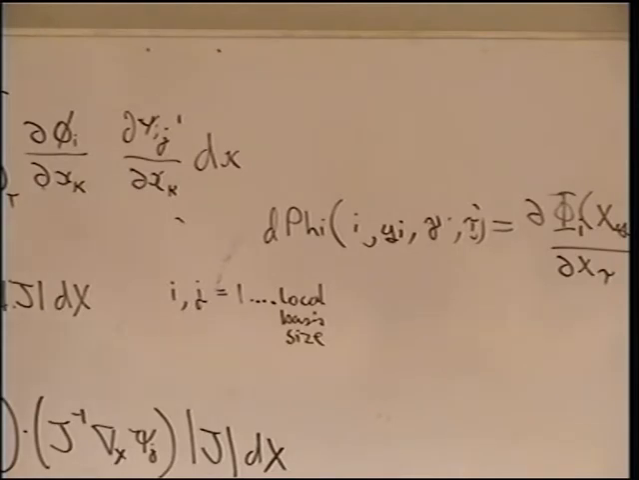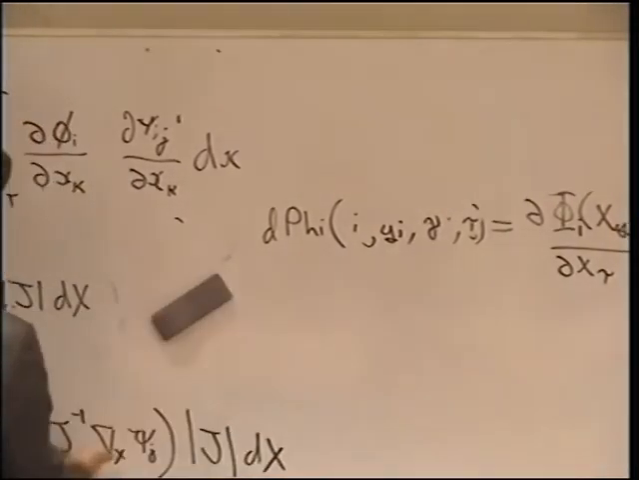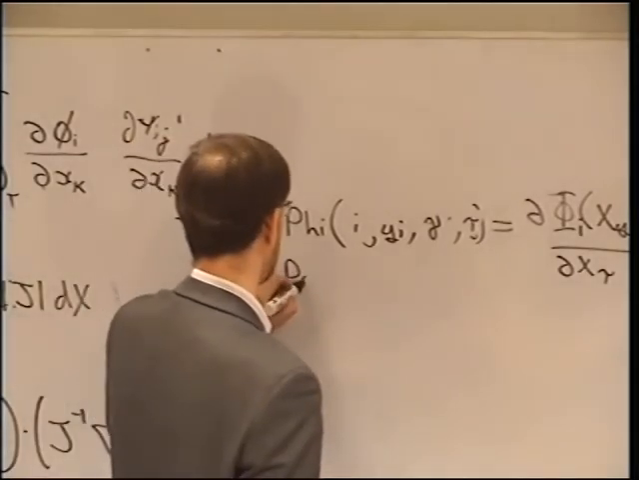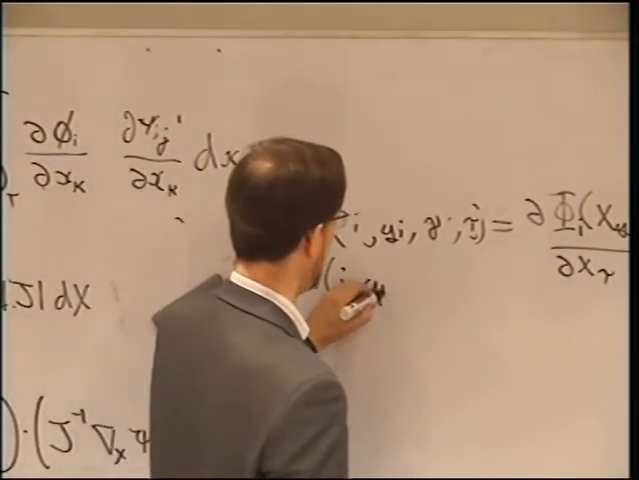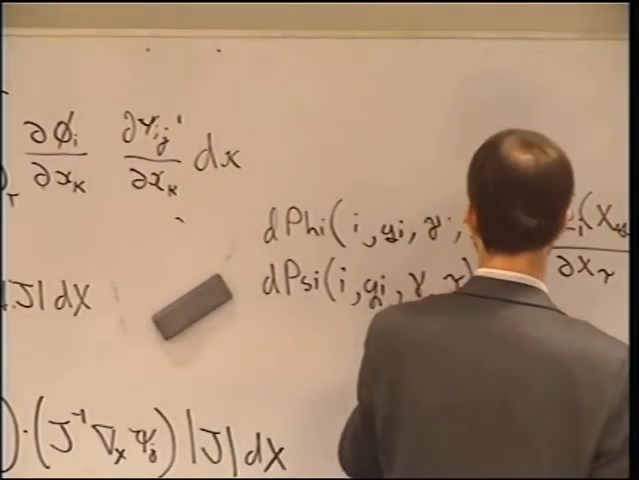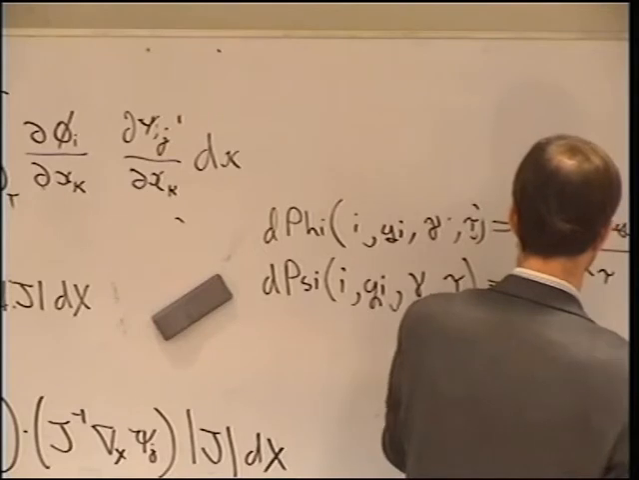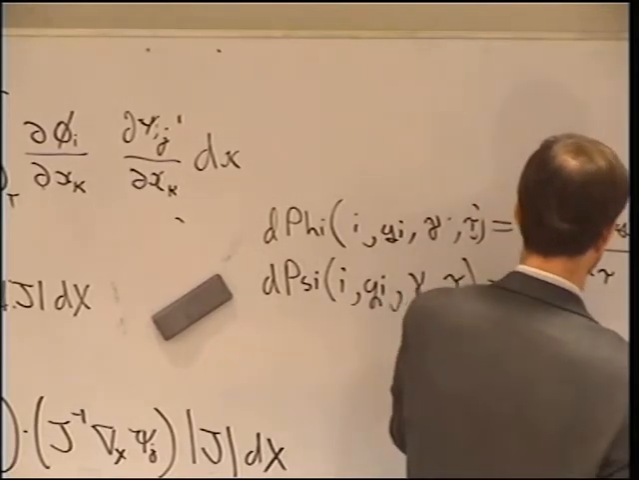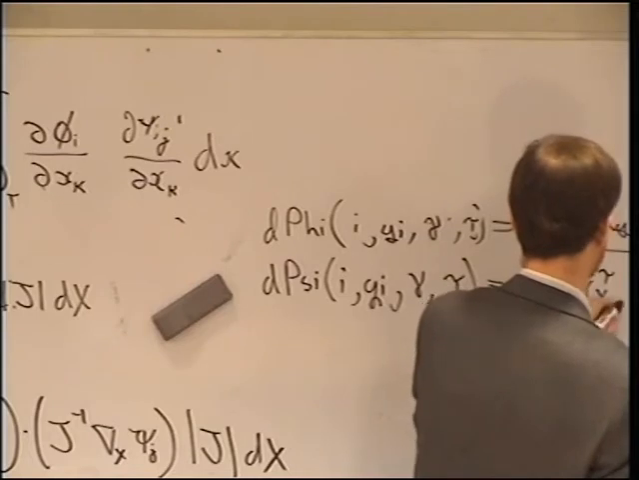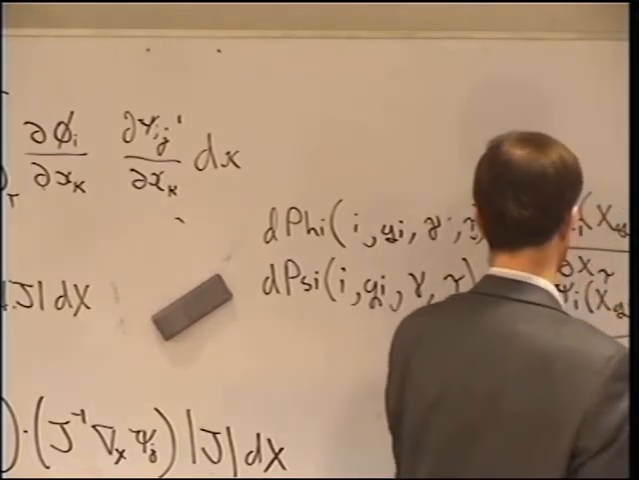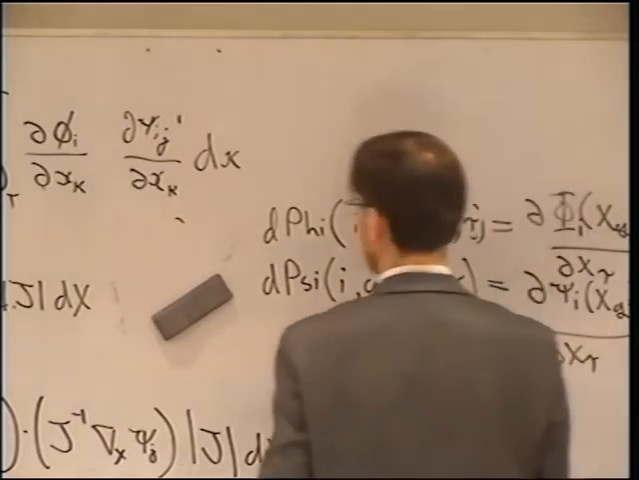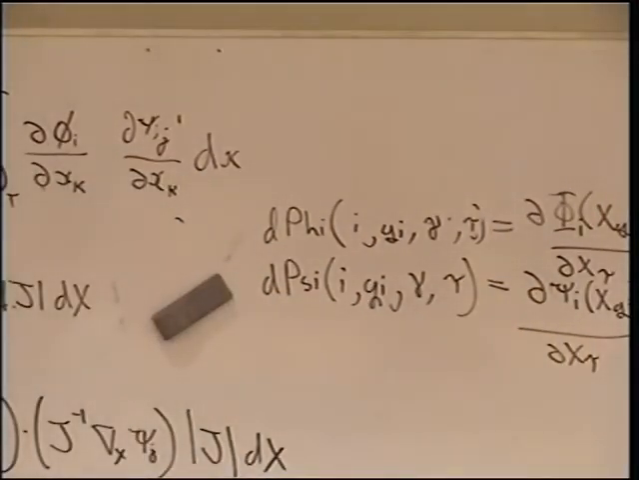And exactly the same thing is going to happen for psi, just by symmetry. So I have d psi I, G I, gamma, tau equals d psi I at x G I, gamma, over dx tau. If I had a slightly different form in here, the right-hand side form where I don't have derivatives, then I'd get to exactly the same point, but I wouldn't have any gradients in here.